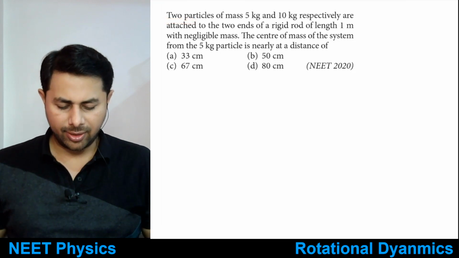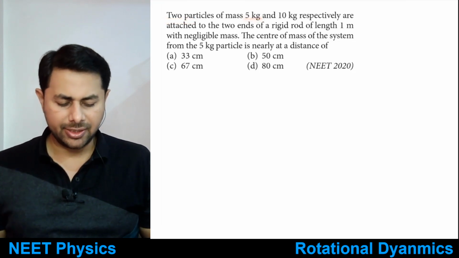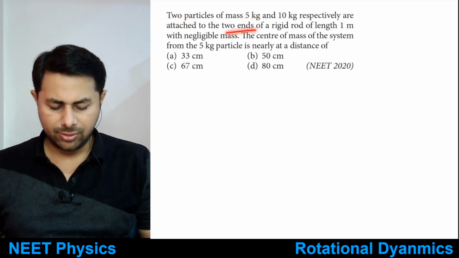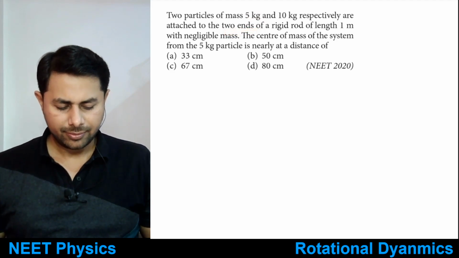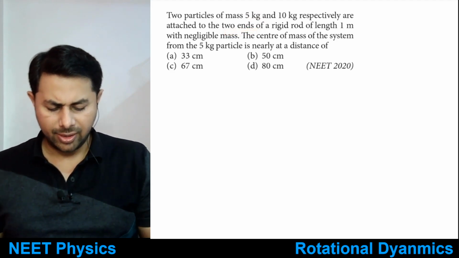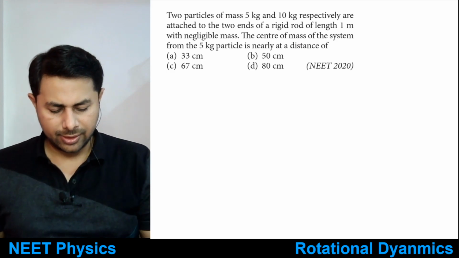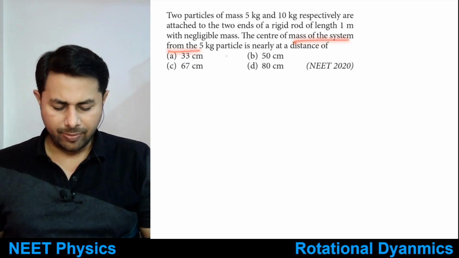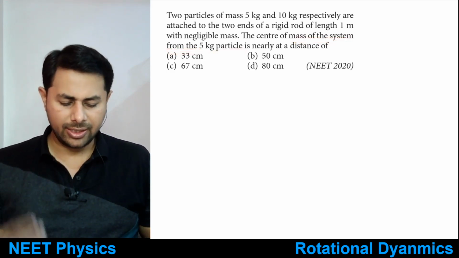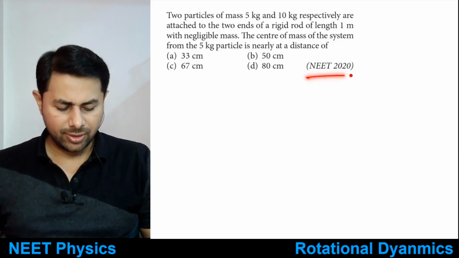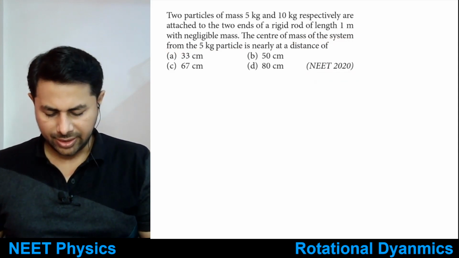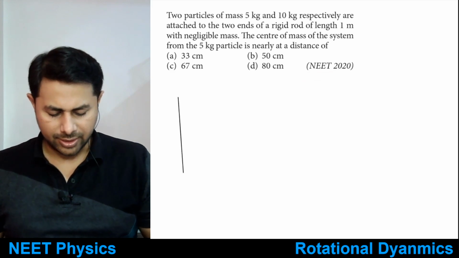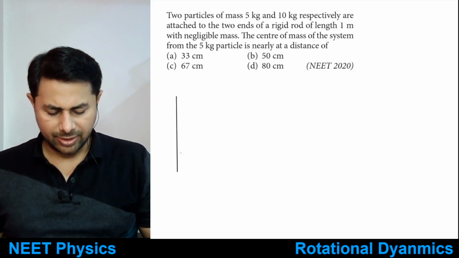Two particles of mass 5 kg and 10 kg respectively are attached to two ends of a rigid rod of length 1 meter with negligible mass. The center of mass of the system from the 5 kg particle is nearly at a distance of. This is from NEET 2020, that means a recent one, not that old, and this is very simple, right?